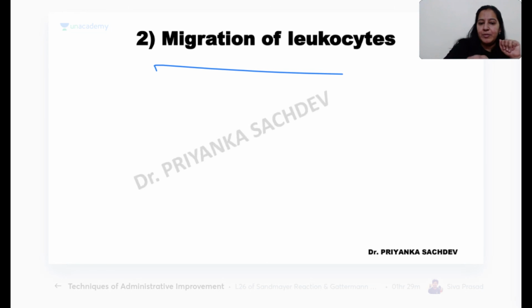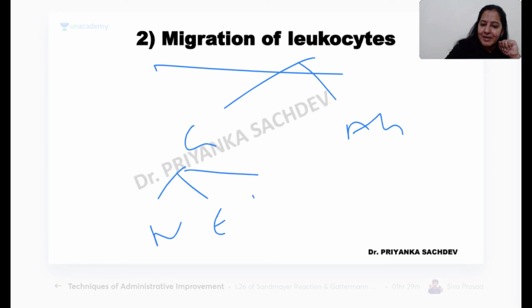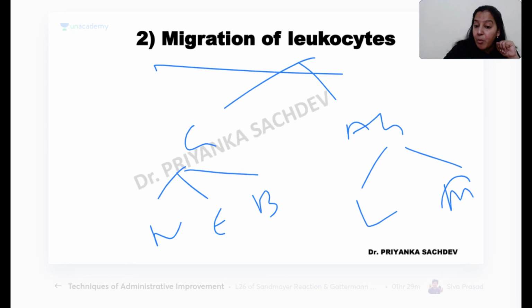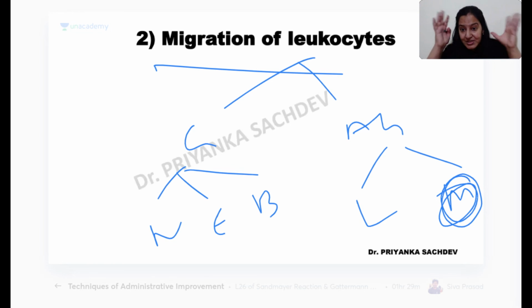Now blood contains 5 types of WBC. What are the 5 types of WBCs? Granulocytes and agranulocytes. What are the 3 types of granulocytes? Neutrophil, eosinophil, basophil. What are agranulocytes? Lymphocytes and monocytes. Monocytes will enter. So out of the 5 types of WBC, monocytes present in blood will enter from that gap.